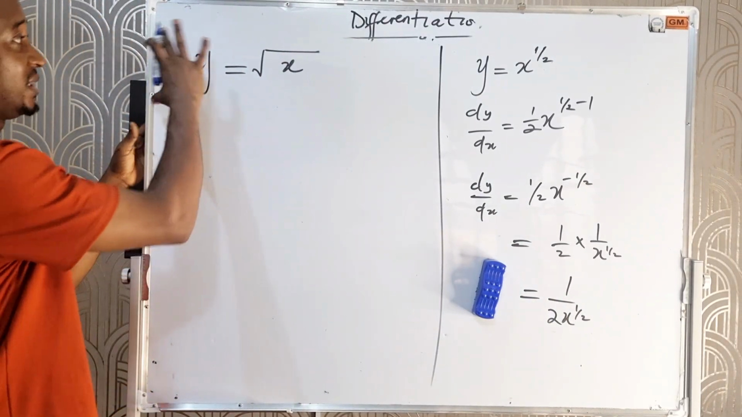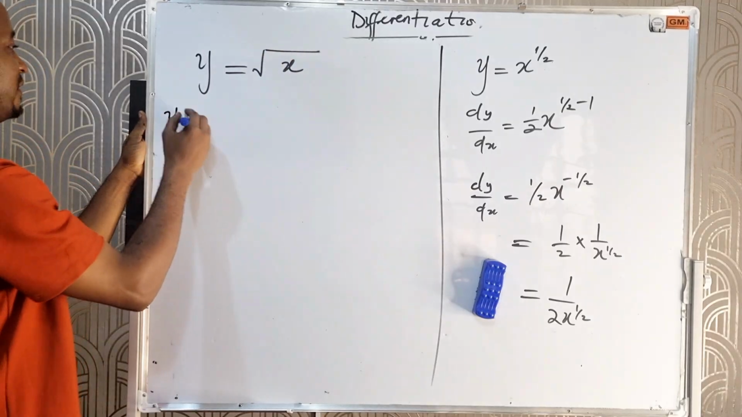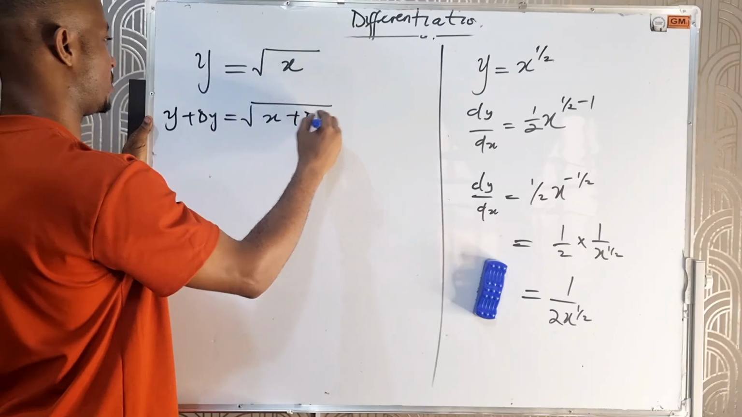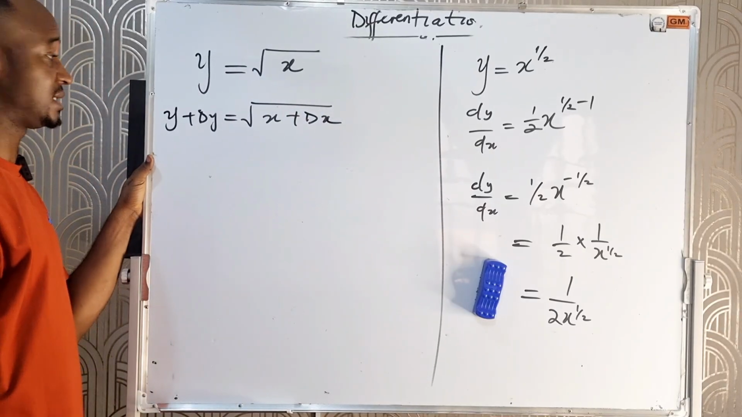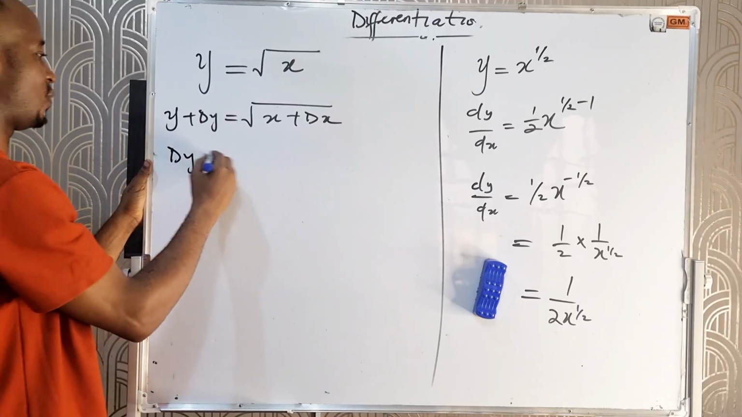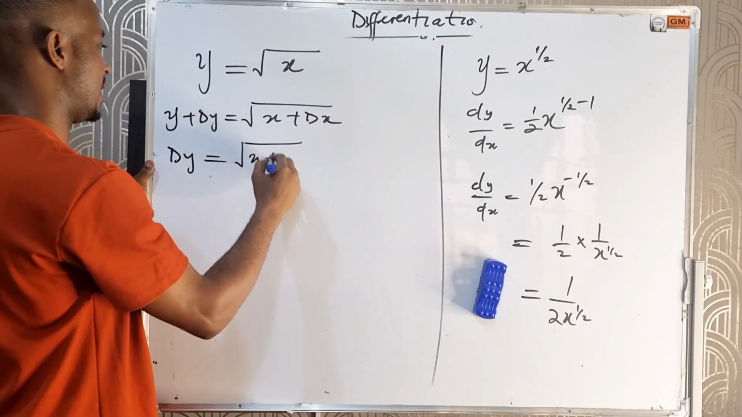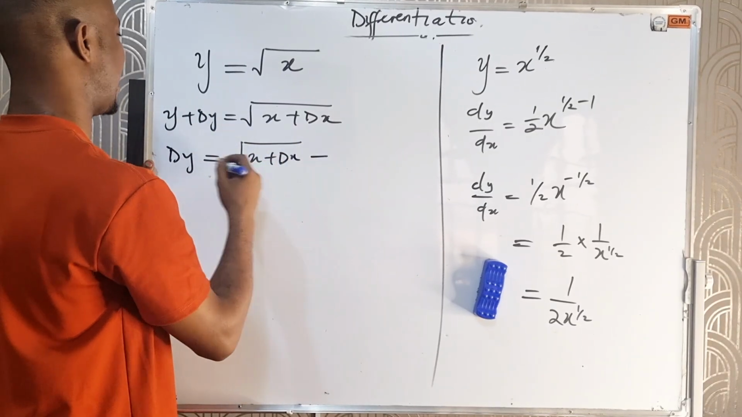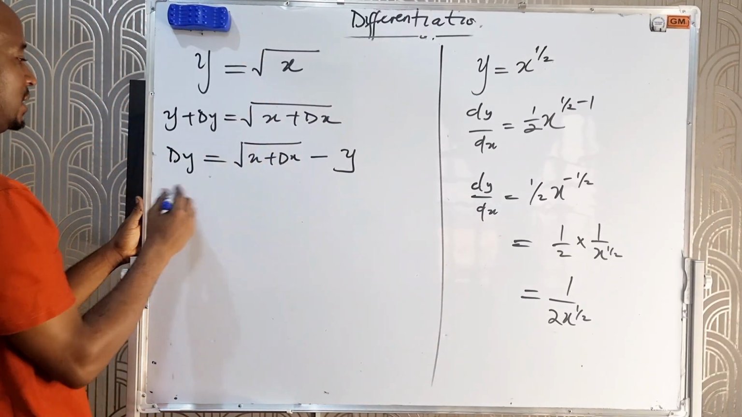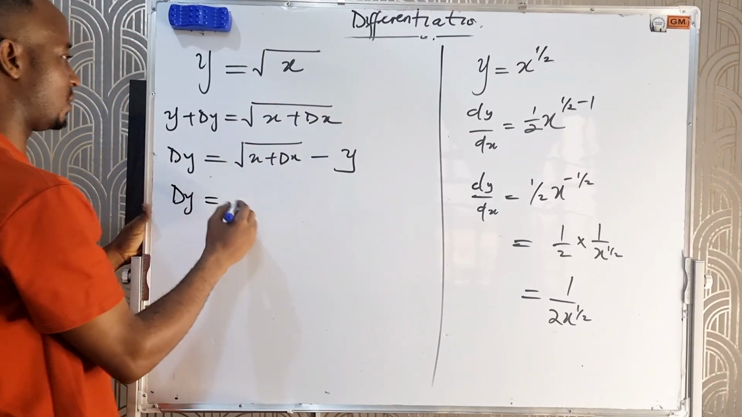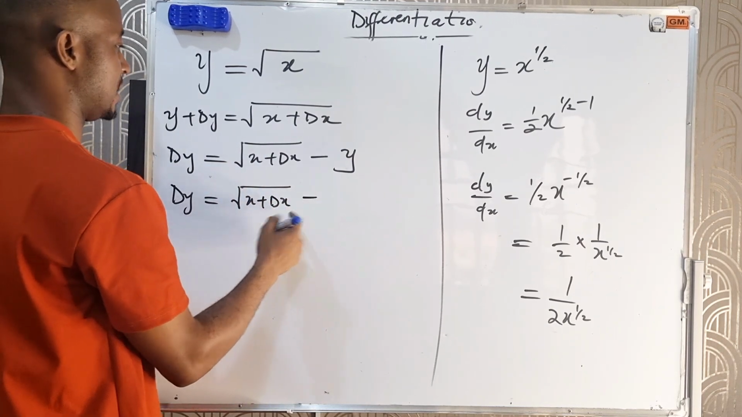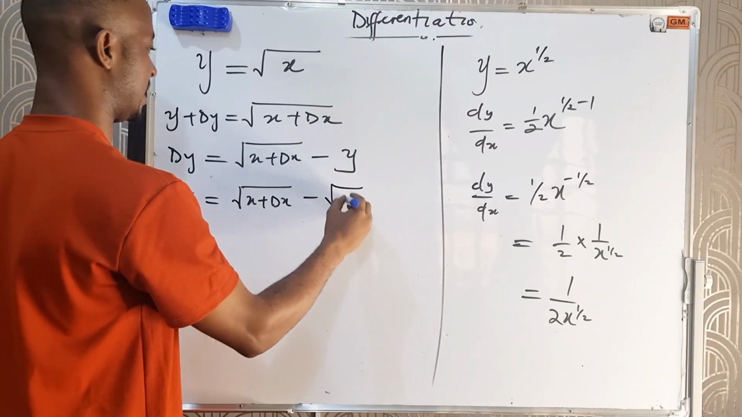The first thing, we have to increase x and also increase y. We have y plus delta y equals square root of x plus delta x. The same principle. So I'll move my y to the other side. Here we have delta y equals square root of x plus delta x minus y. This will give us delta y equals root of x plus delta x minus our y, which is root x.